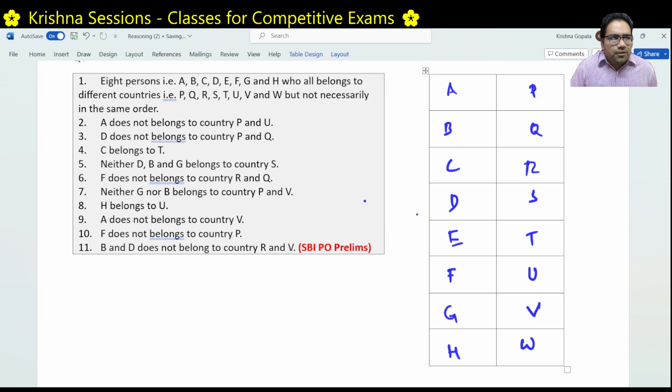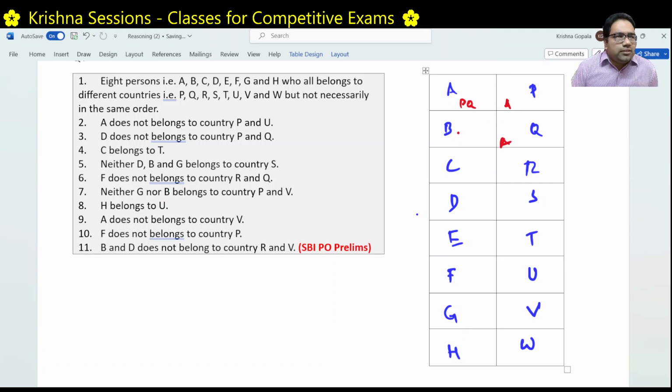A does not belong to countries P and Q. I will mark "does not belong" with a different color. So A does not belong to P and Q. So here P and Q will not come. Similarly, for P, A will not come. For Q also, A will not come.